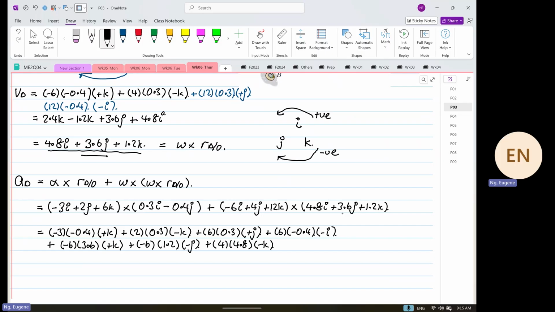J and J is 0, okay. Then 4 and 1.2. So J cross K is positive I. You'll get the hang of it, yes or no? Right? Or if you want to use vector form, go for it, okay?